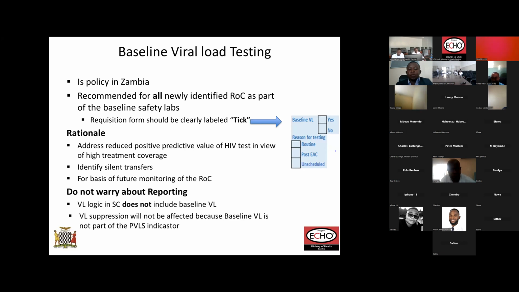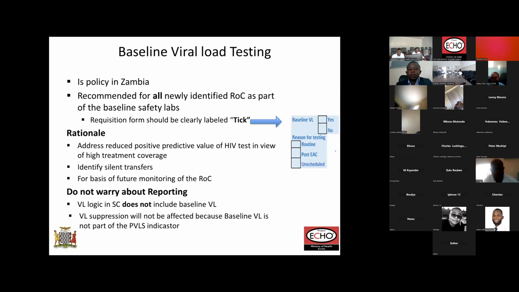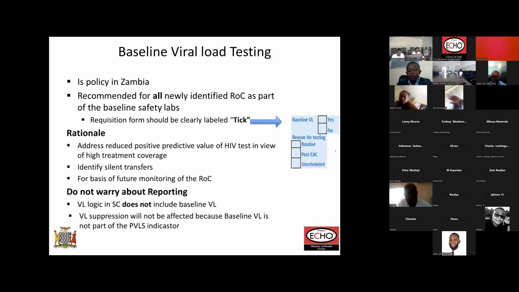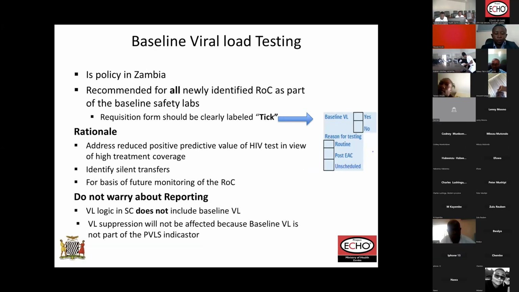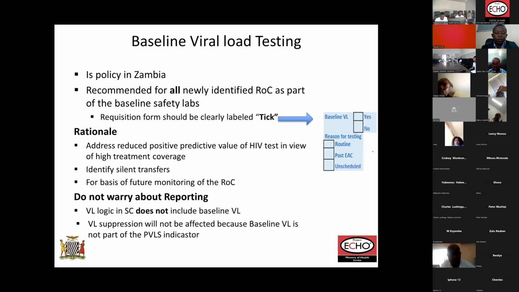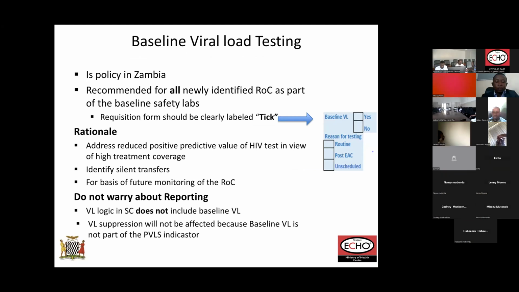What's the rationale for baseline viral load testing? Again, I know the network will stay tuned to the upcoming consolidated guidelines for 2022. Once the trainings are scaled up, this will also be highlighted. So mainly, it is to reduce the positive predictive value concern of the HIV test in view of high treatment coverage. So as a country, our treatment coverage is very high. To ensure that we are responding to the false positive predictive value that arises in a high treatment coverage setting, we want to ensure we get that baseline viral load.